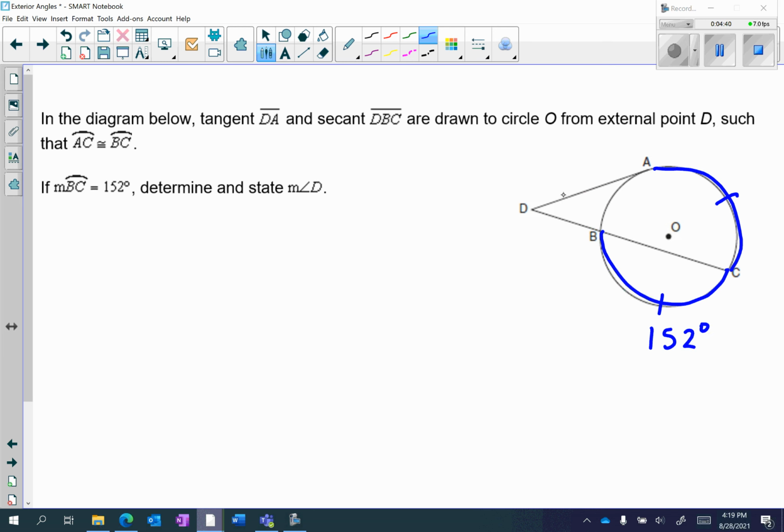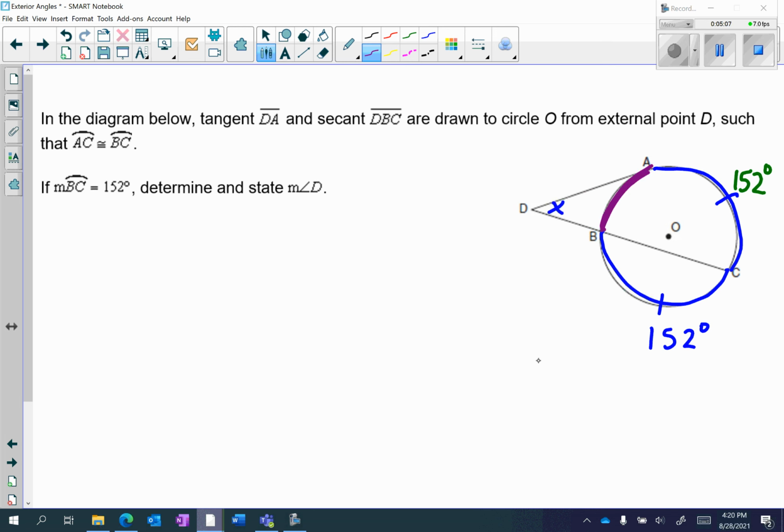So here's angle D. We don't know what it is. So we have to do some additional work to this problem. If this is 152, then this is 152 as well, because they're congruent arcs. Now remember that the amount of degrees in a circle is 360. So I need to figure out what arc AB is in order to find that angle ADB.